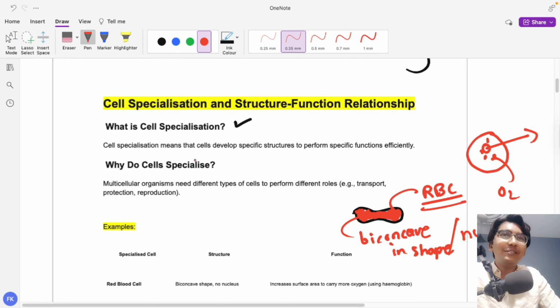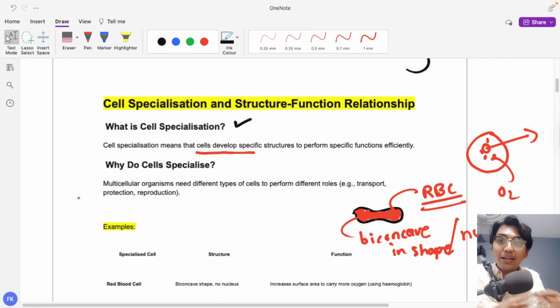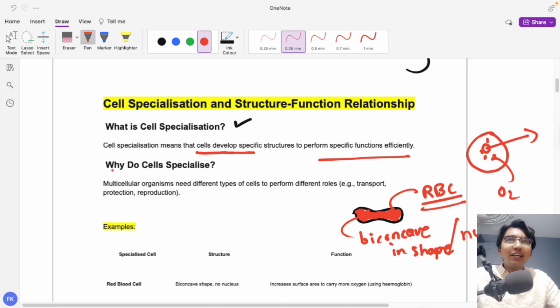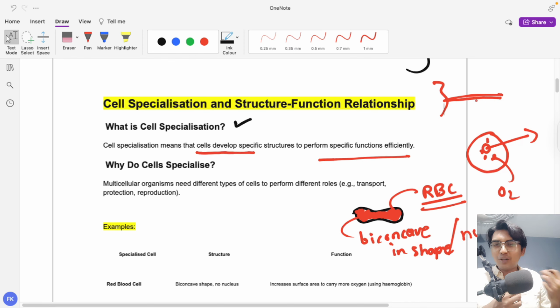So this is a simple example of specialization. So what does this mean? Cells develop. So cells aren't born like that, okay? So cells develop to become that specialized cell, with a specialized structure to perform the specific function efficiently. For example, the root hair cell. If you see the structure of a root hair cell, you can see the long narrow tube. So cells specialize a structure that allows them to carry out a function very efficiently.